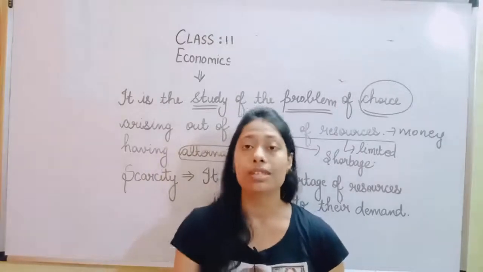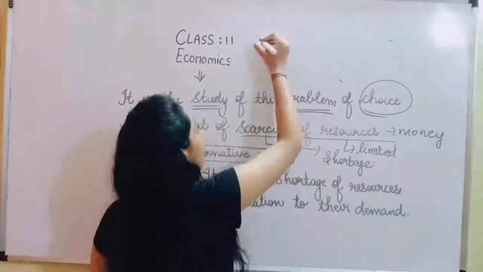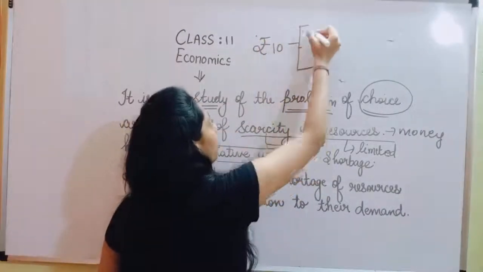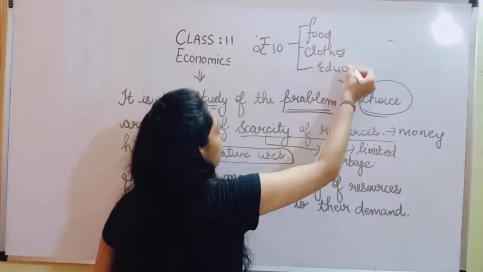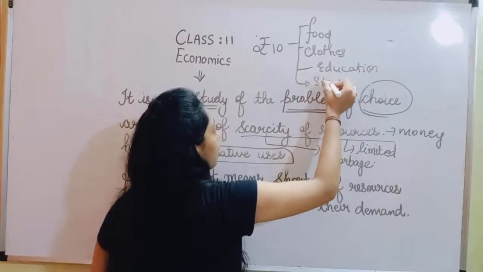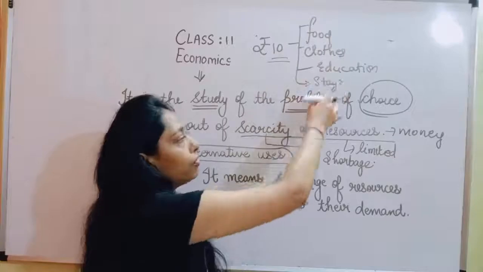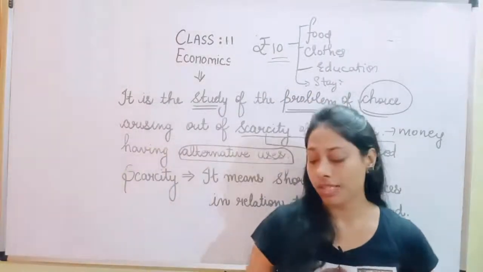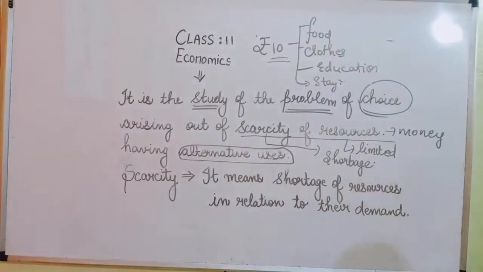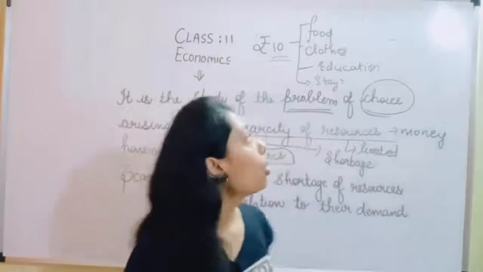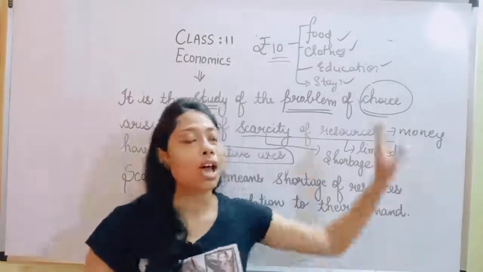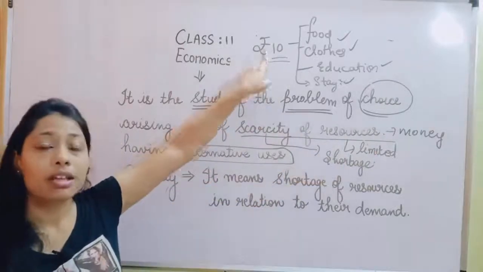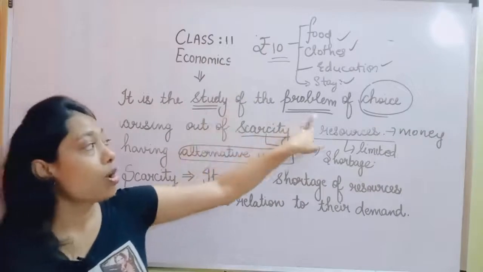For example, if I am having rupees 10 with me, I can spend that rupees 10 on very different things. My choices would be number 1, food, number 2, clothes, number 3, education, or number 4, my stay, where I have to live. Now I can spend this money on either of these things because I cannot fulfill all 4 choices with my rupees 10. So I have to make a choice over here. And this kind of choice is the problem which is arising. Why? Because I need food, I need clothes, I need my education, I need my home to stay. Now I need all 4 things, but I am not having the resources because my resources are limited. That is why I will study the problem of choice.